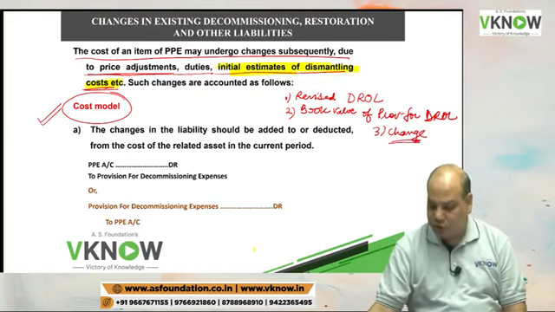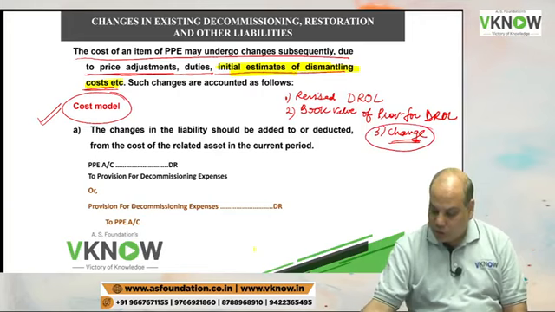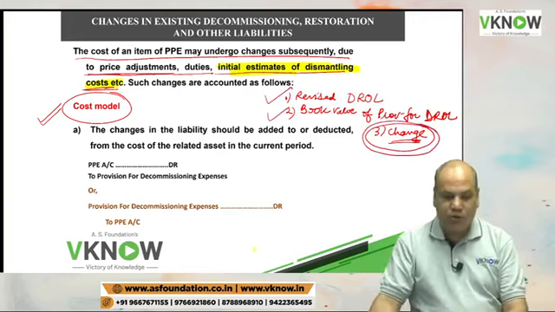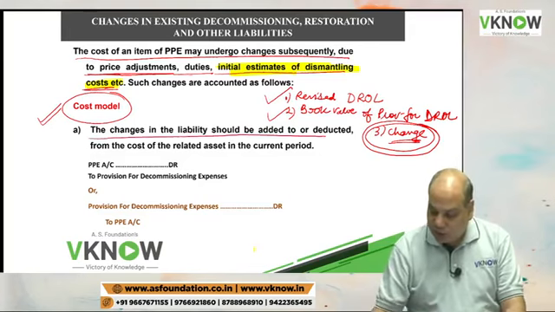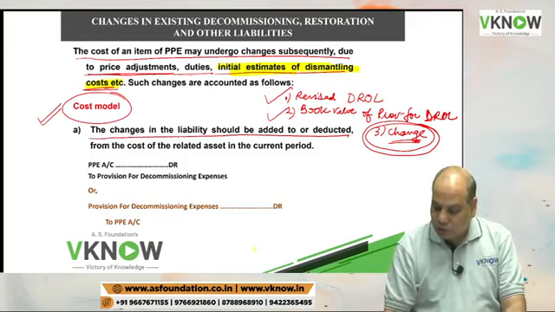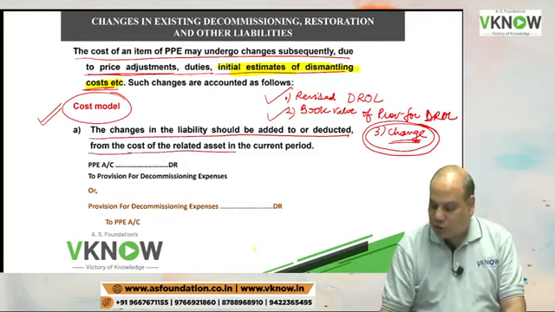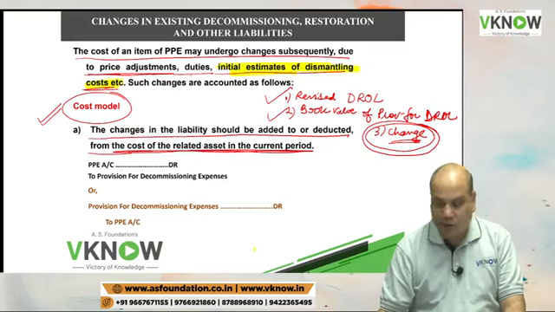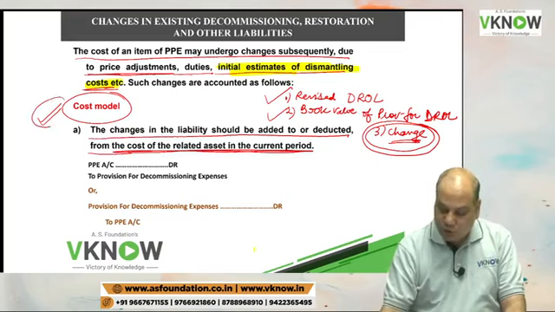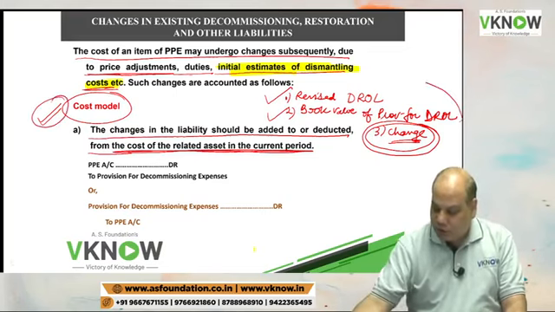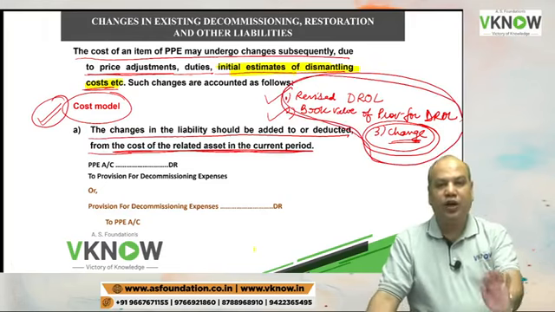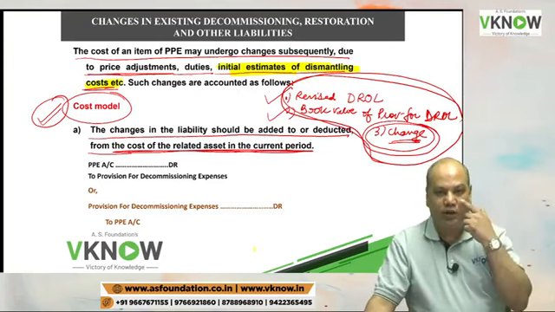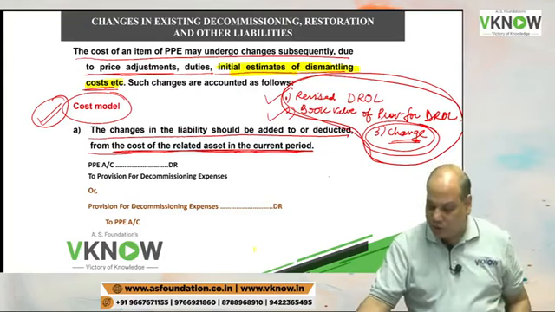Compute the change. What is my book value? What is my revised value? By what amount has the liability changed? The change in the liability will be added to or deducted from the cost of the related asset in the current period. So if I am following the cost model and the provision for decommissioning changes, I am going to adjust the related asset account. I am going to adjust the PPE account.